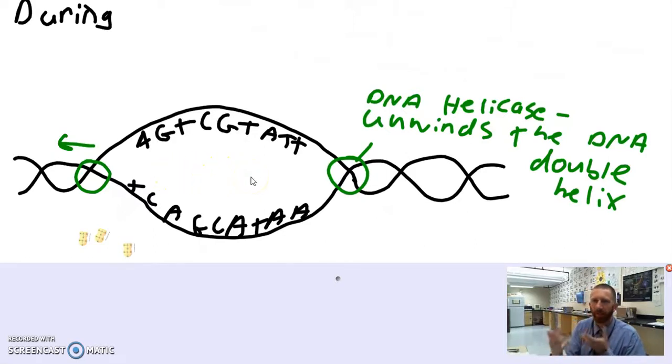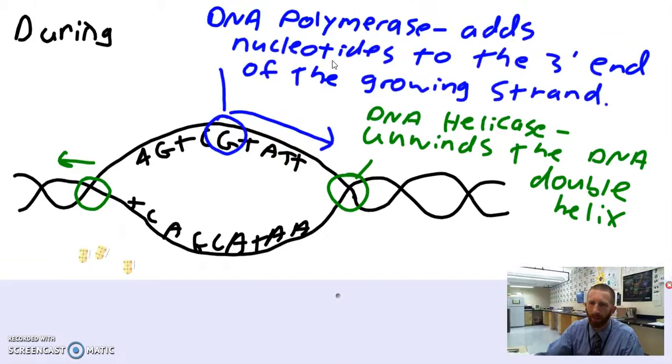So DNA helicase, that's the first enzyme that's involved in DNA replication, and that unwinds the DNA double helix. And then the second enzyme, and I would argue probably the more important enzyme, is DNA polymerase. So write this down. Draw in this little blue circle. This is DNA polymerase, right? And DNA polymerase is going to travel this way.